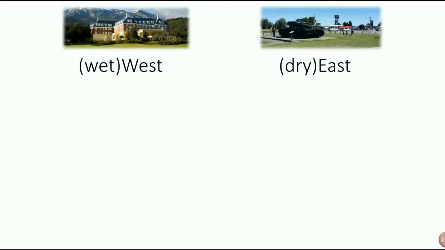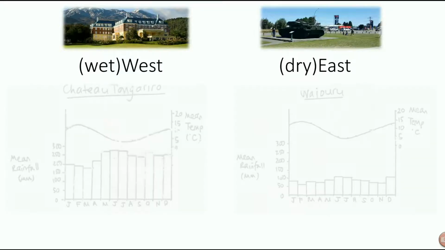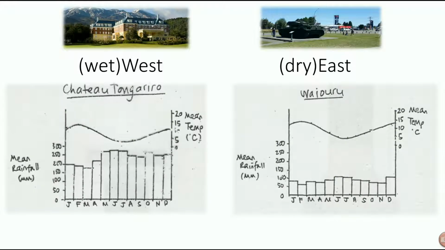If we look at two places within the Tongariro environment, in the west we have Whakapapa village, and in the east the army town of Waiouru. Looking at climate data for these two places, you can see that the rainfall for Whakapapa, where the chateau is found, is much higher than that of Waiouru. The climate graphs have bars to show rainfall. Whakapapa has an annual average rainfall of 2,800 millimeters, whereas Waiouru only has 1,100 millimeters. This is around a third.